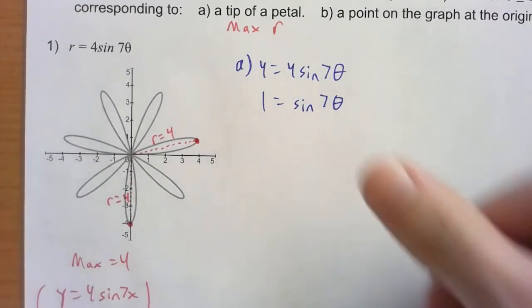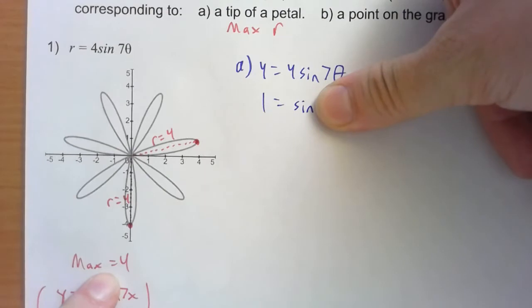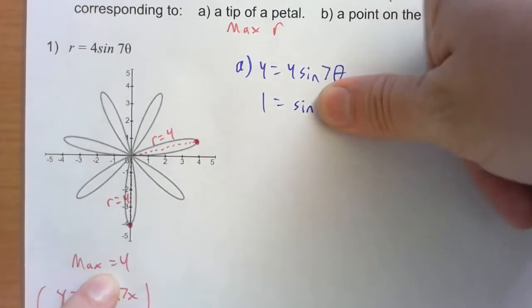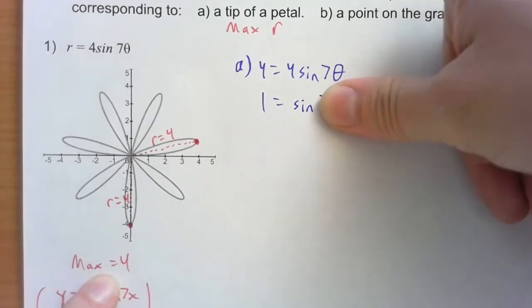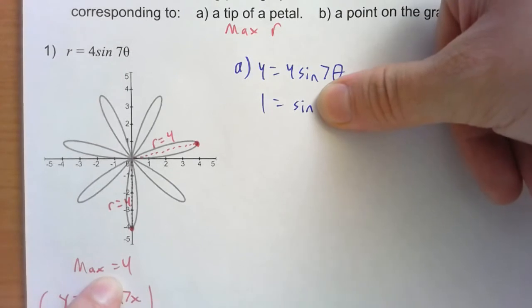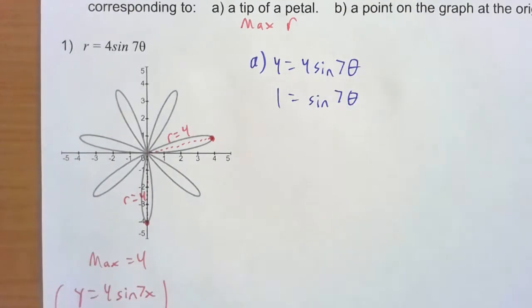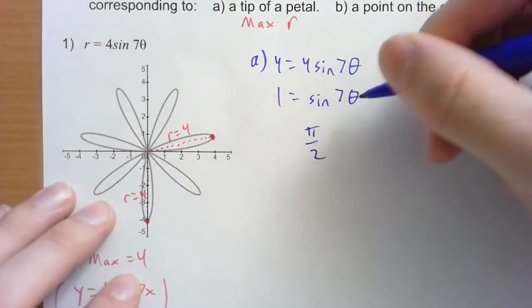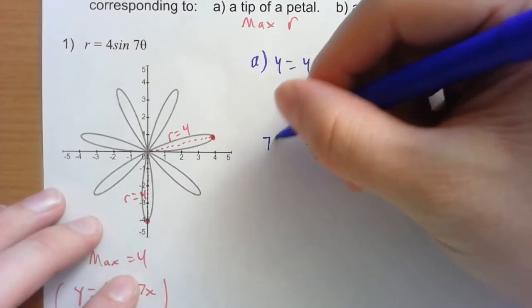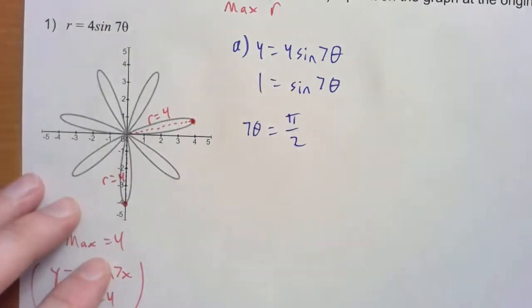So remember, what we do there is we think, okay, just sine of what equals 1? Ignore the 7 theta for a second. Let's think about what has to be behind my thumb right there. Sine of what would be 1? Well, that's pi over 2, right? So my thumb has to equal pi over 2. Well, what was my thumb? My thumb was 7 theta, so 7 theta has to equal pi over 2.